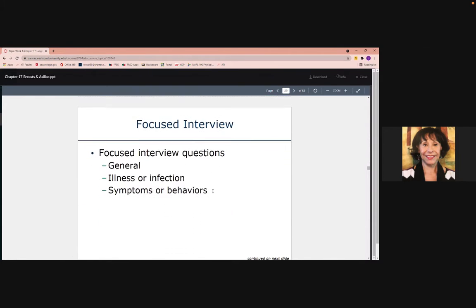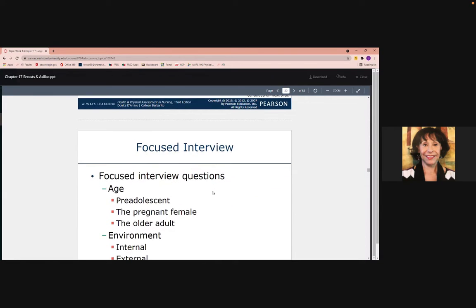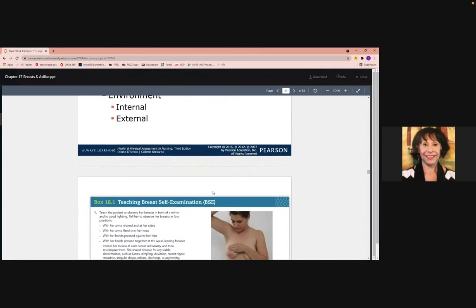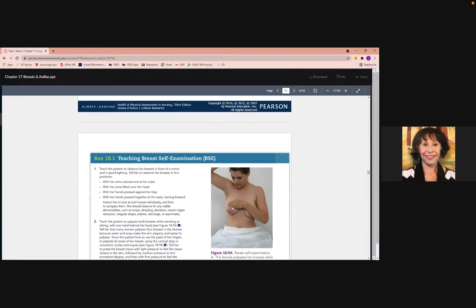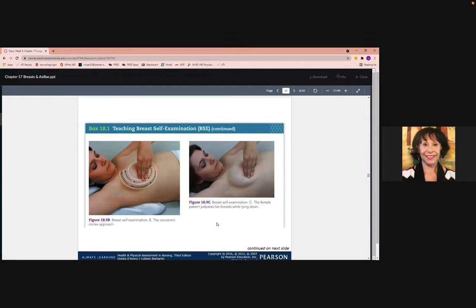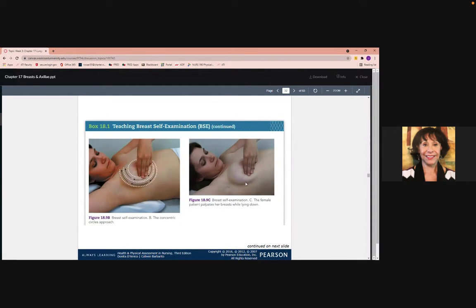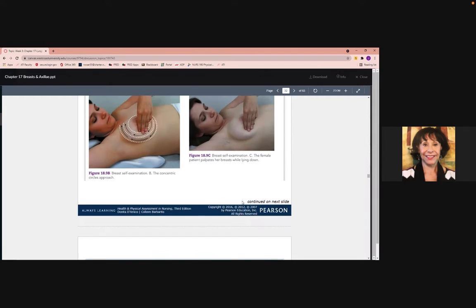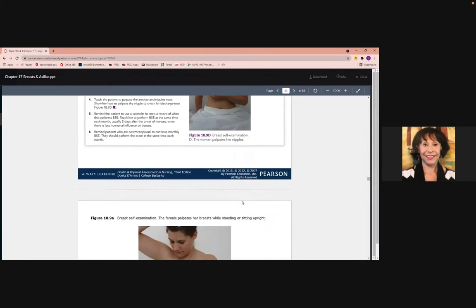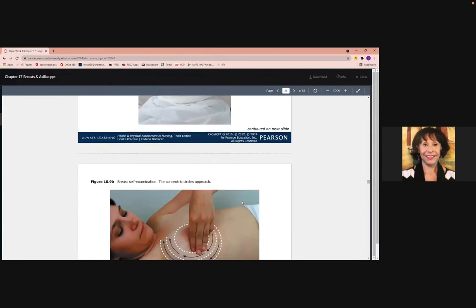Nothing on focus interview. Nothing on breast self-examination. Whenever you have public health, you will have to develop a teaching plan to teach breast self-examination in some communities. This is how to do it, different ways to do your breast self-examination, but there won't be any questions on that.